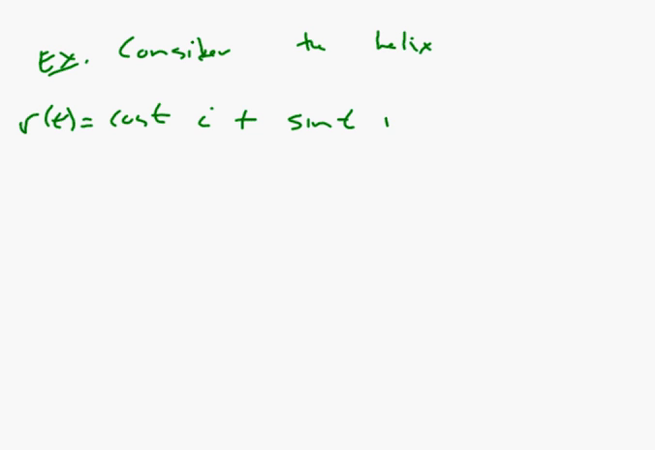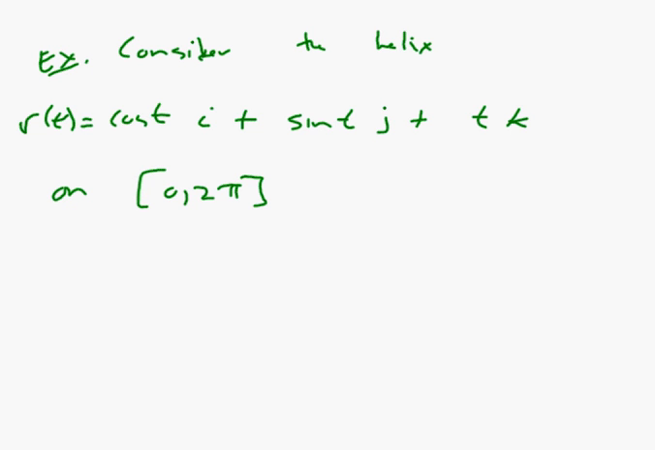So here's an example. Consider the helix, the famous helix that we talk about all the time, whose equation is r of t equals cosine t i plus sine t j plus t times k, on the interval 0 to 2 pi. That's sort of one little rung of the coil, so to speak.